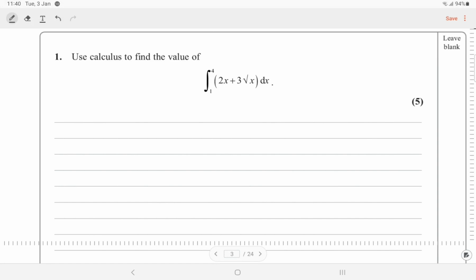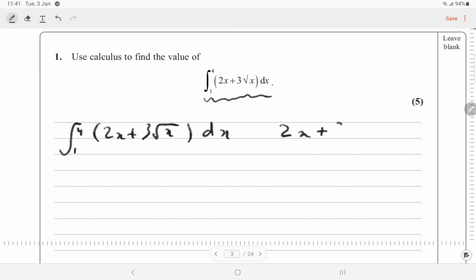Use calculus to find the value of this expression. Okay, so let's just copy down this expression. So 4 upper limit, 1 lower limit, 2x plus 3 root of x. Okay, let's put that in brackets, dx. Let's simplify 2x plus 3 root x.